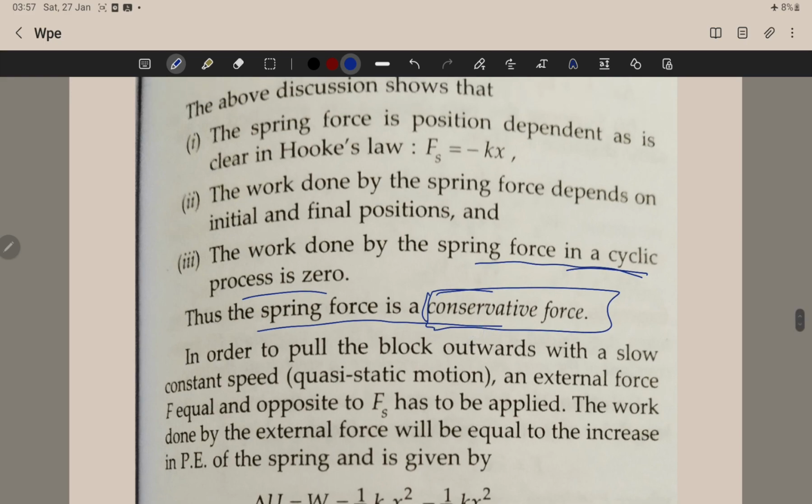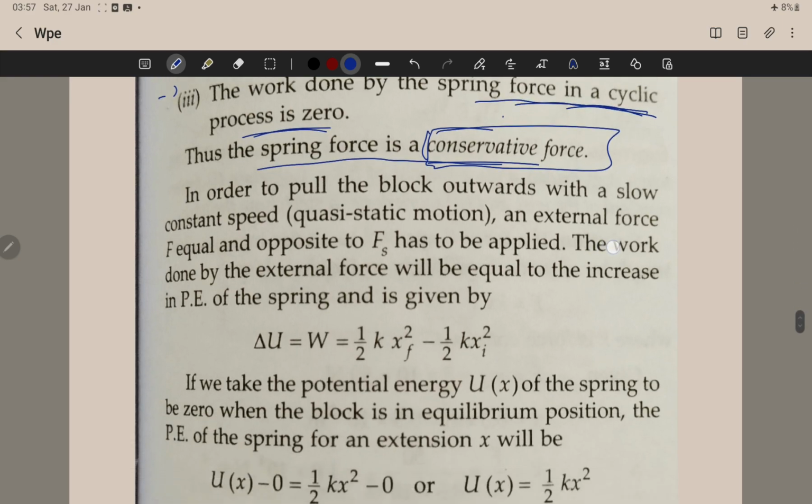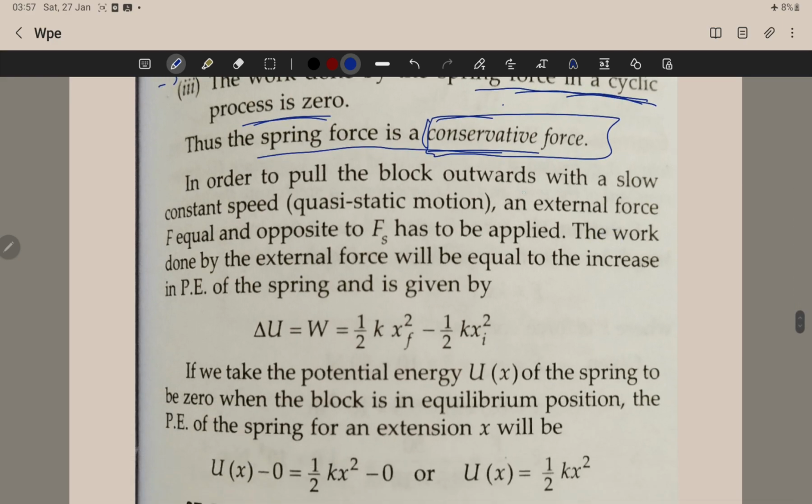Remember, when a force follows these two conditions, that the work depends on the endpoints, and that the work in a closed process is zero, then the force is called a conservative force. In order to pull the block outwards with a slow constant speed, an external force F is applied, equal and opposite to Fs. As per Newton's third law, the spring force is equal and opposite to the applied force. So the work done by the external force will be equal to the increase in potential energy of the spring and is given by.